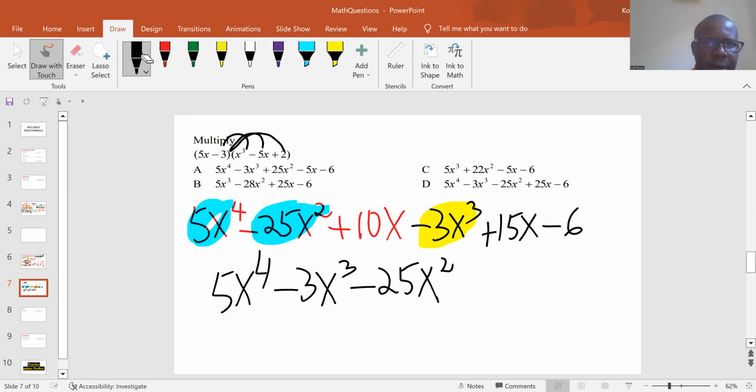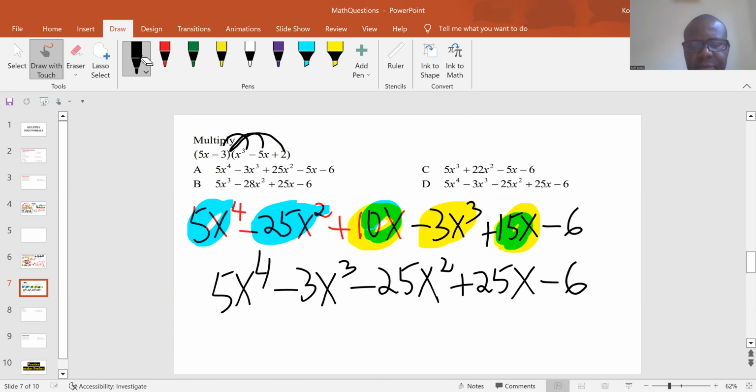After that, we have positive 10x, positive 15x. So these are like terms. Yes, to be specific, this and this are like terms. And if you combine both, we get plus 25x. And the last thing is negative 6. And if you check, we have choice D.